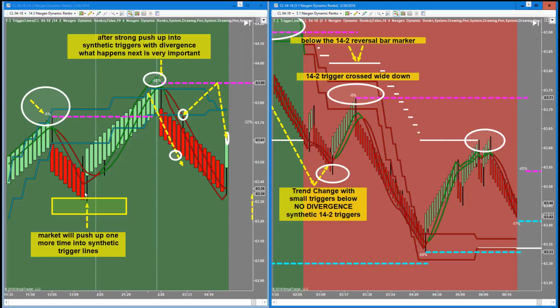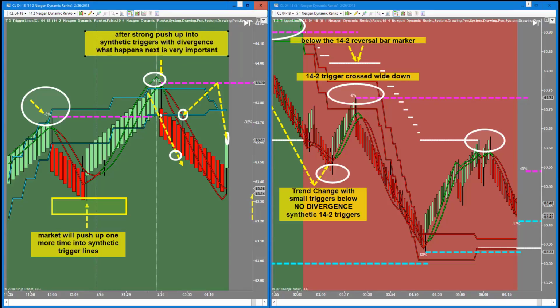Number one, with our 14.2 chart, we've had the small triggers get below our synthetic triggers. We've had a push back into our synthetic triggers. We've had divergence and down bars on our large chart. And as the market's gone down, we have very strong small triggers to the downside. Now, once we have that, that's a high probability of a top. Reading our fibs and trigger lines and divergences. Actually, no fibs yet.